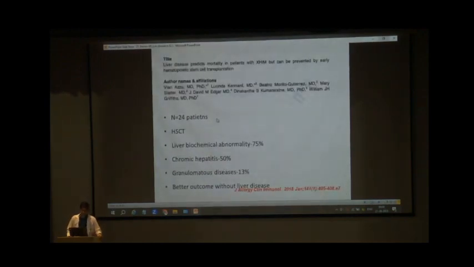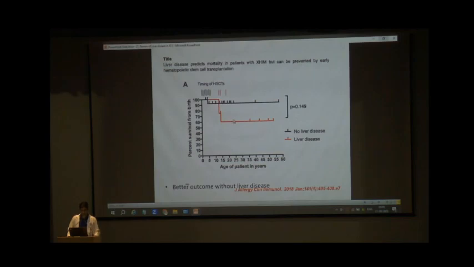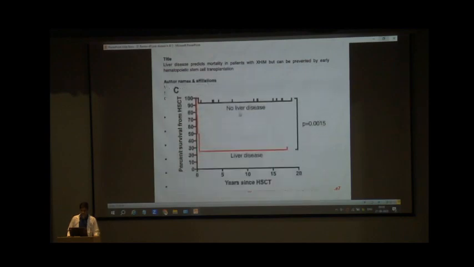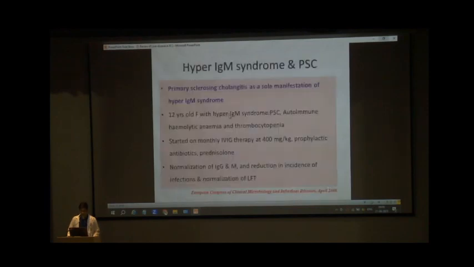So this study of 24 patients with hyper IgM syndrome who required hematopoietic stem cell transplantation showed that around 80% of the patients had some sort of liver biochemical abnormality in this cohort, and around 50% showed chronic hepatitis. Granulomatous disease was found in around 13% of the patients. This study showed that the presence of liver involvement in patients with hyper IgM syndrome was associated with poor survival as compared to patients who had no liver disease after hematopoietic stem cell transplantation.